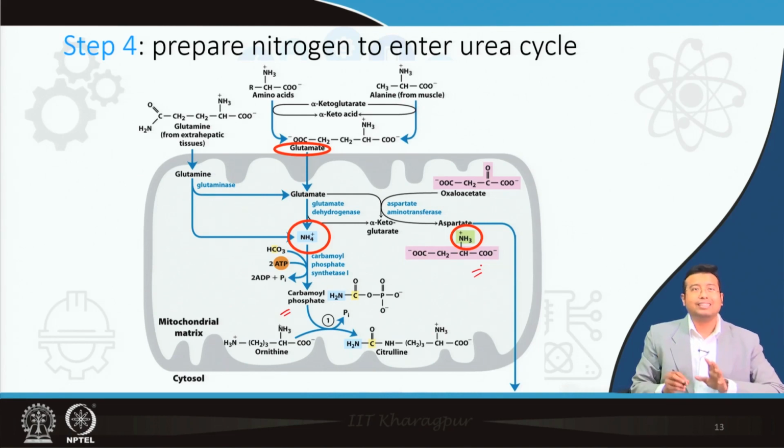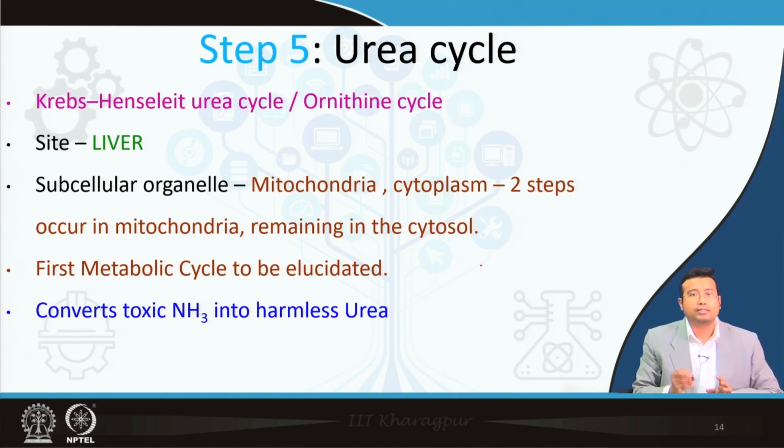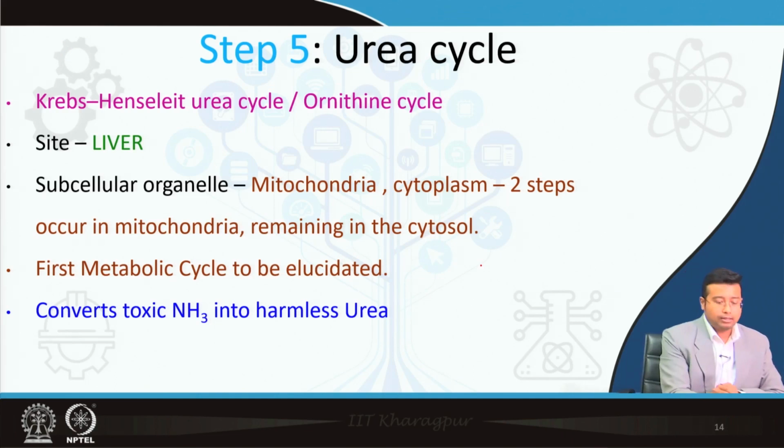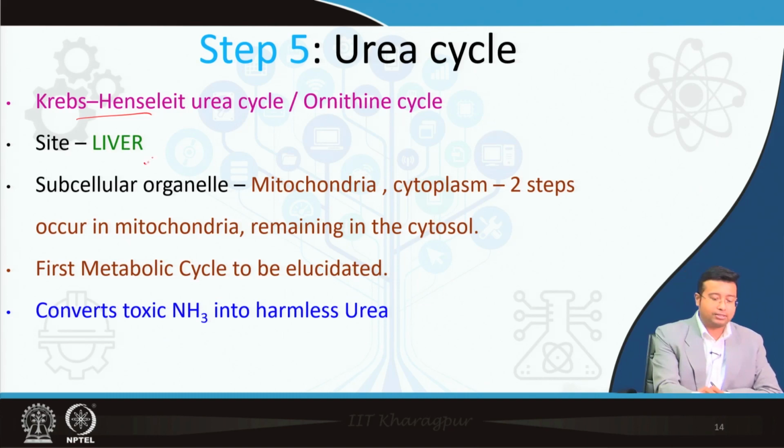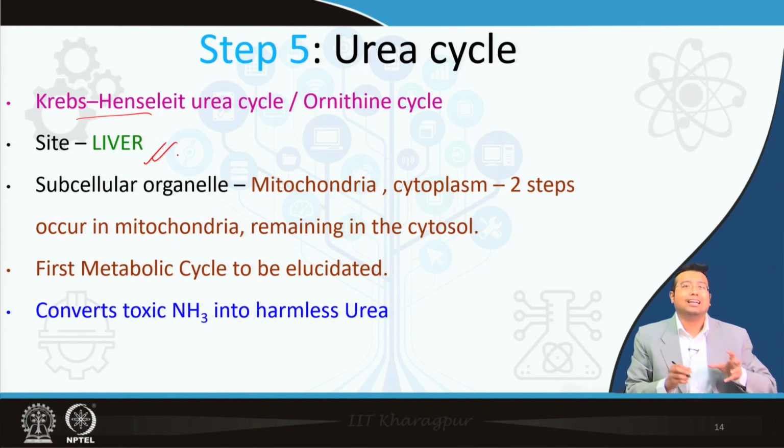So, with this knowledge, we now move forward to our today's topic of interest, that is the urea cycle. The urea cycle is also known as the Krebs-Henseleit cycle after the names of the discoverers Hans Krebs and Kurt Henseleit, and it is also known as the ornithine cycle, because the first member of the cycle is actually ornithine. Of course, the site is the liver, because one of the key enzymes, arginase, is mainly present in the liver.